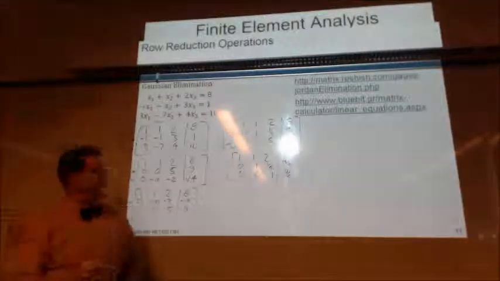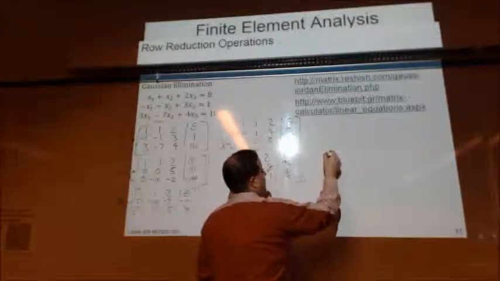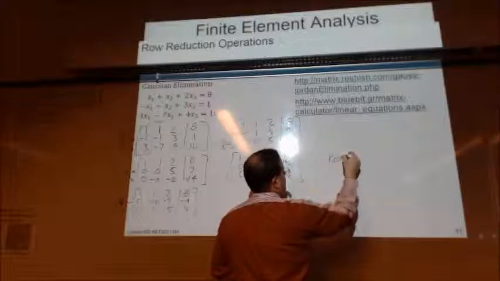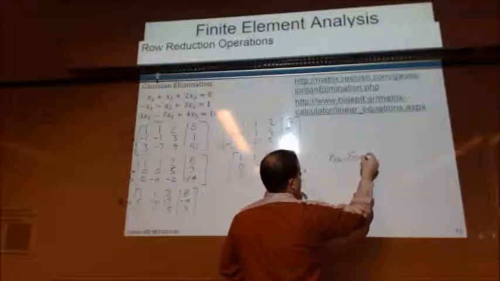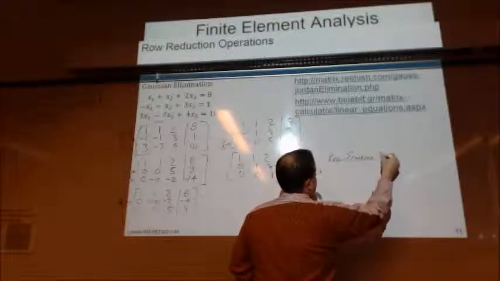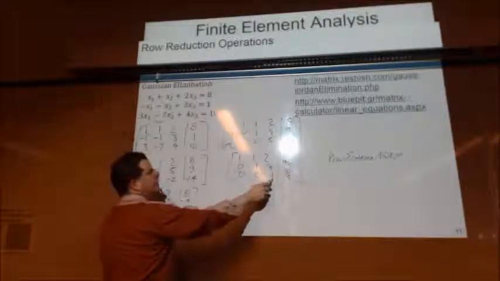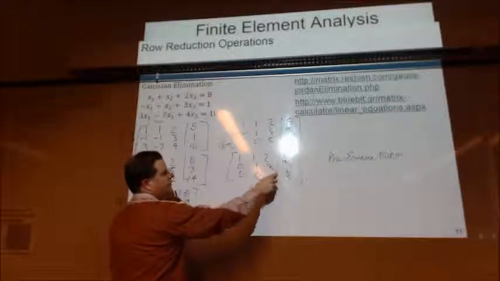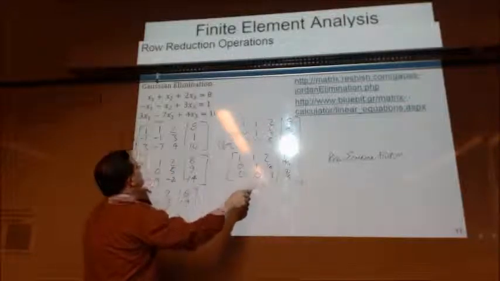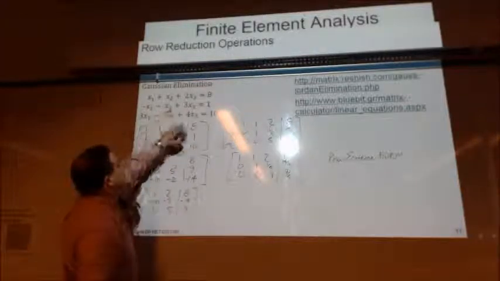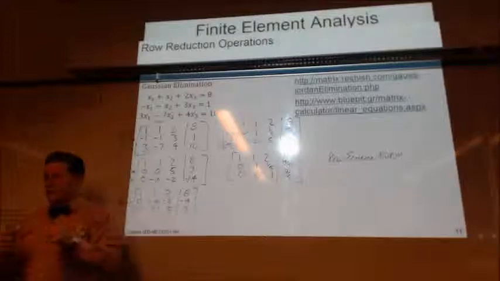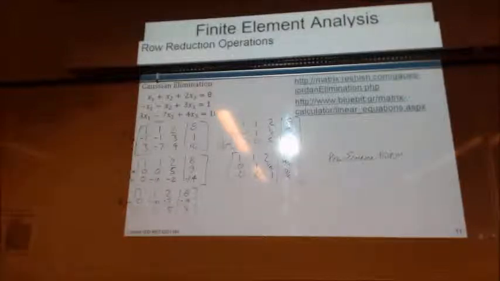Now we're at a point that this is called row echelon form, right? So we know that x3 equals 9/5, so we can plug it into this equation and solve, back calculate, and determine what the solution is for the others.